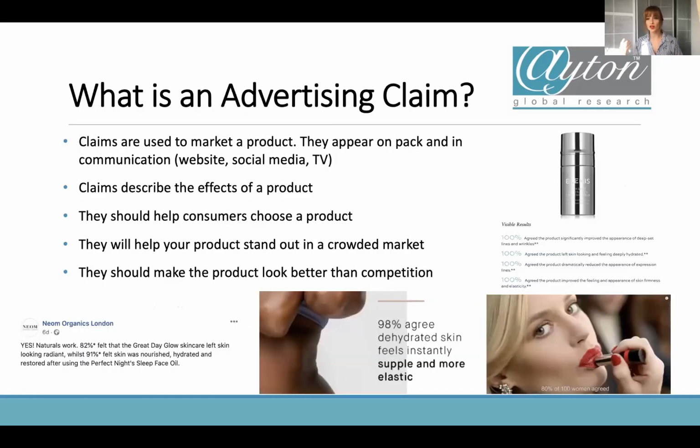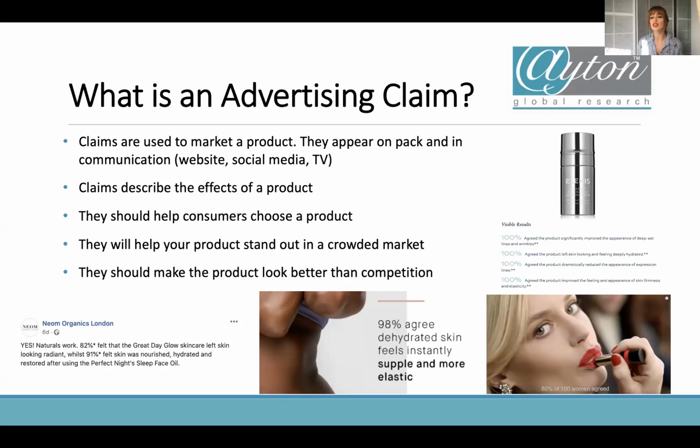So before I go into things about makeup specifically, I want to make sure we're all on the same page. If you watched my webinar last week about skincare, it's going to be a little bit similar for the next few slides, but it will go specifically into makeup. So I want to make sure we're all on the same page of what an advertising claim is. When we're talking about making claims for makeup, what are we talking about in particular?